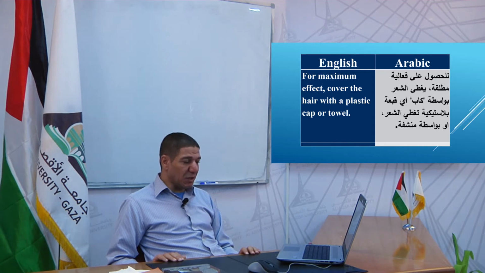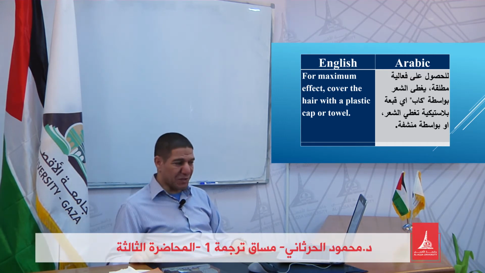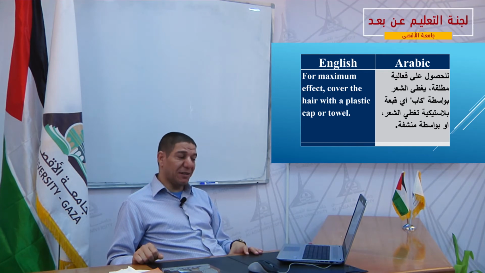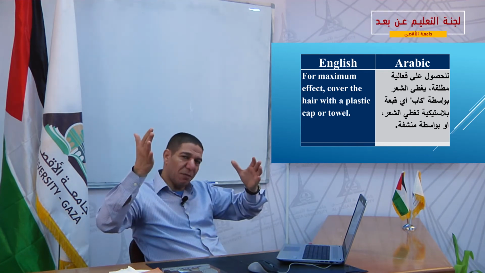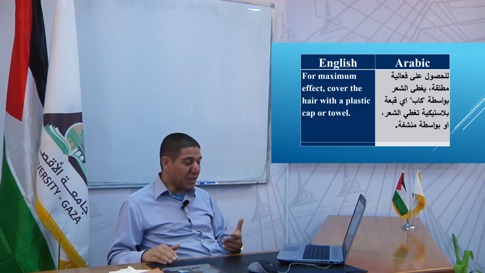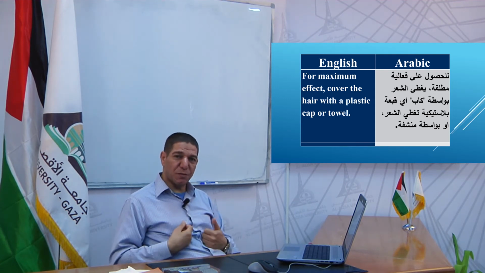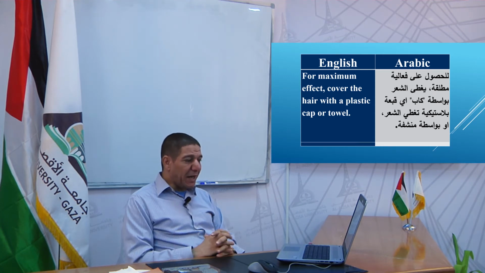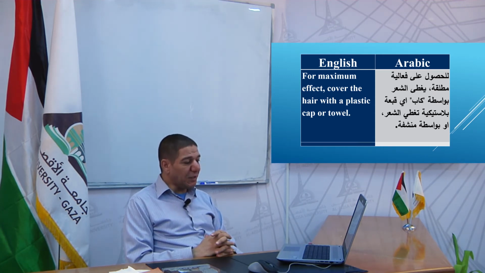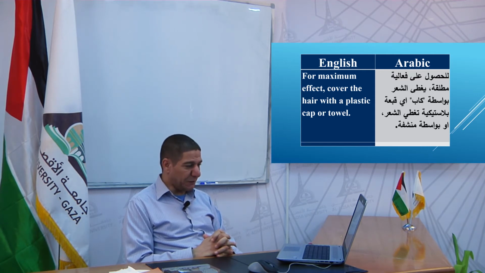للحصول على فعالية مطلقة يغطى الشعر بواسطة. You could say بcap without بواسطة. You can lose بواسطة. Okay? أي قبعة. Cap. Everybody knows cap nowadays. But for people who might not understand the meaning of cap, you would say أي قبعة. قبعة is cap, the loan word you borrow from English. قبعة بلاستيكية تغطي الشعر أو بواسطة منشفة. You can lose بواسطة too. بواسطة منشفة. بواسطة here. Okay?